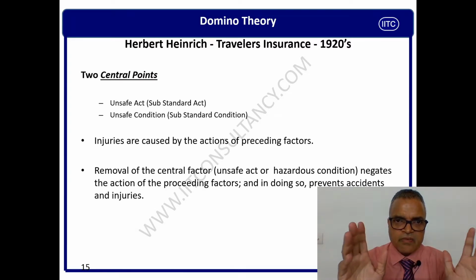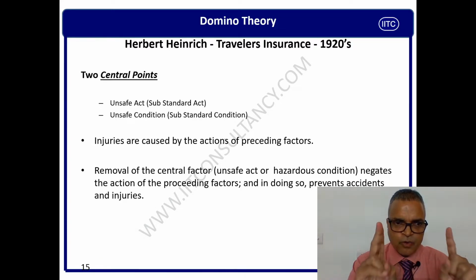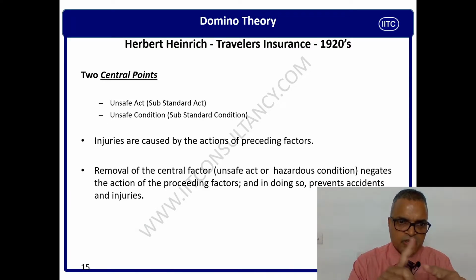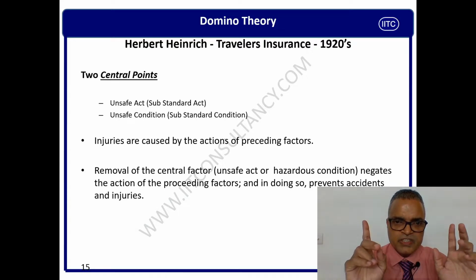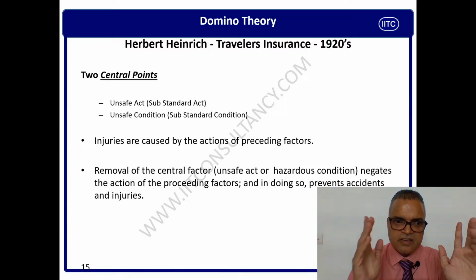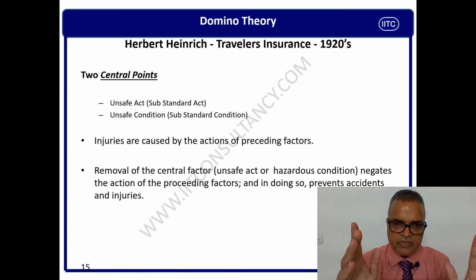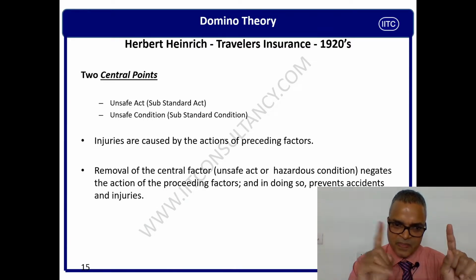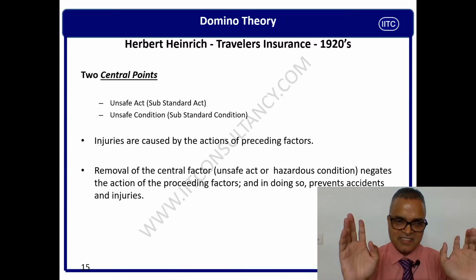Herbert Heinrich, Travelers Insurance, 1930s, says that there are two central points for any accident: unsafe act, which is known as a substandard act, and unsafe condition, which is known as a substandard condition. Injuries are caused by accidents and preceding factors. We will see what the preceding factors are. Removal of the central factor, unsafe act or hazardous condition, negates the action of the preceding factors. Now you understand what a preceding factor is, and in doing so prevent accidents and injuries.